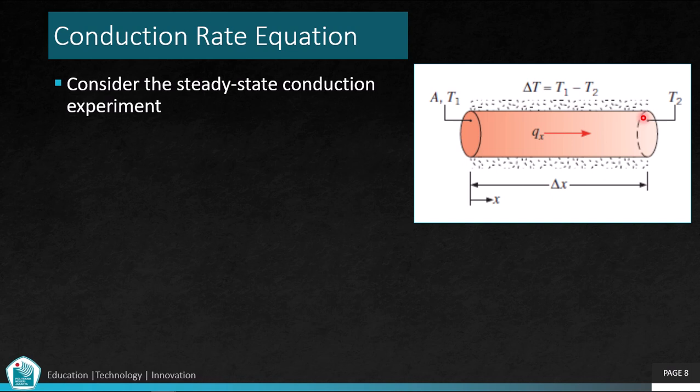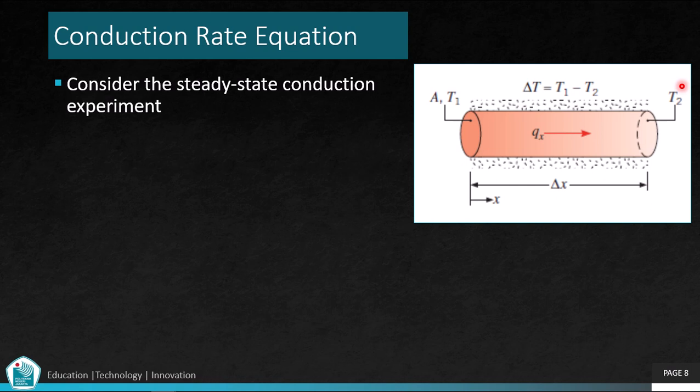I will repeat. This is a cylindrical rod of known material, and on the lateral surface there is an insulator here, but both two faces are not covered by the insulator, and this T1 is higher than T2.